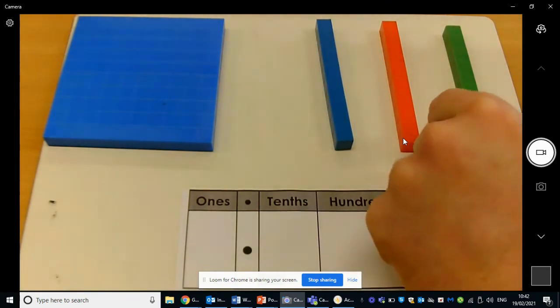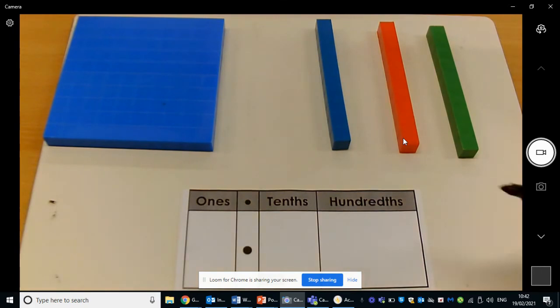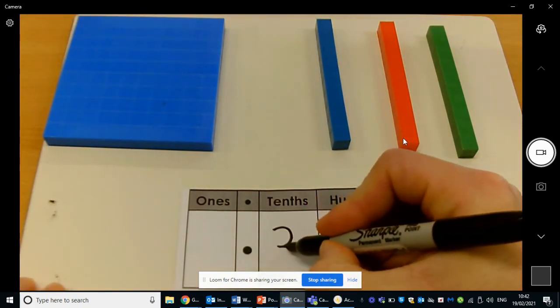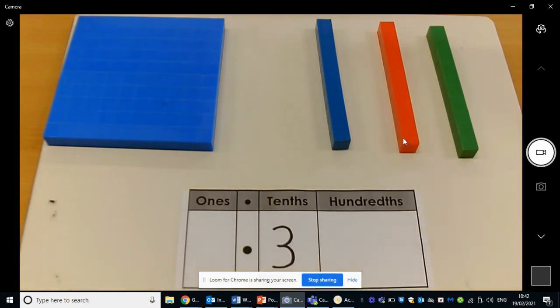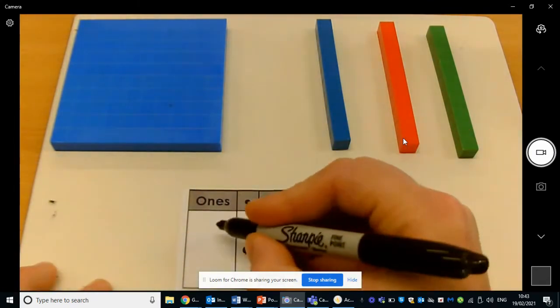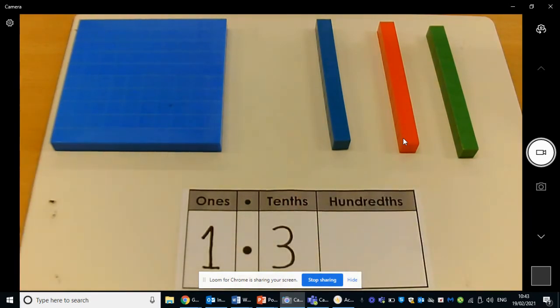So how many tenths are there? There's 1, 2, 3 tenths. So that's going to go behind the decimal point. Then, how many ones are there, or how many wholes are there? There's just 1, so that goes in front of the decimal point. So we could say that this number is 1.3, and there are no hundredths. So 1.3 we could write this as.